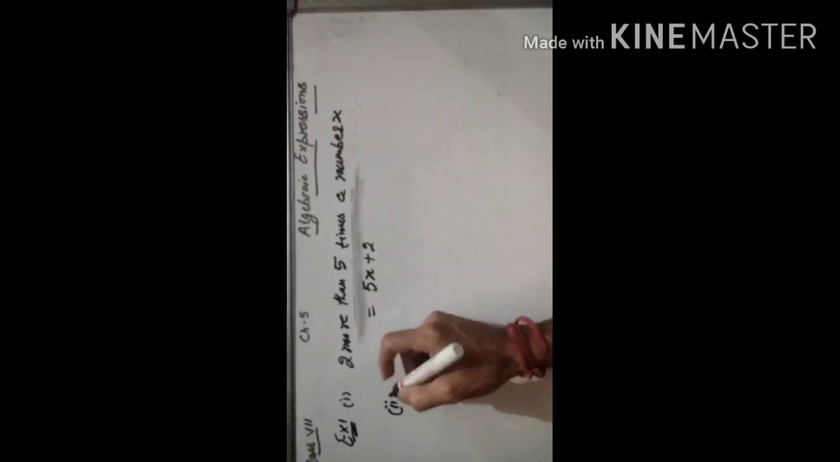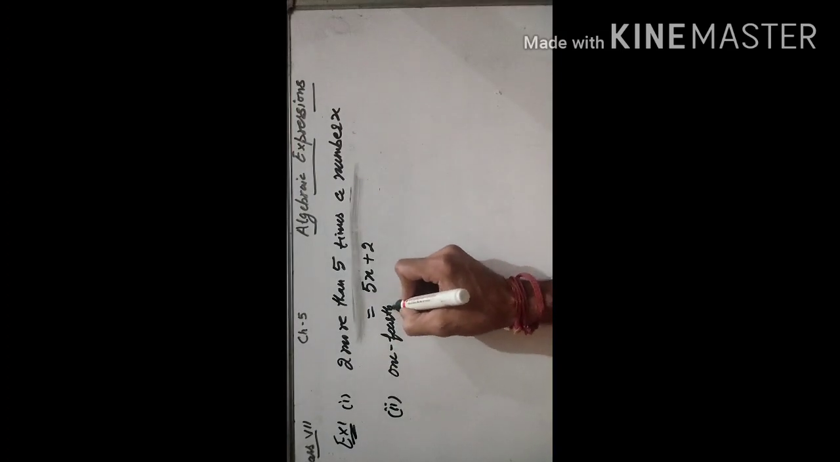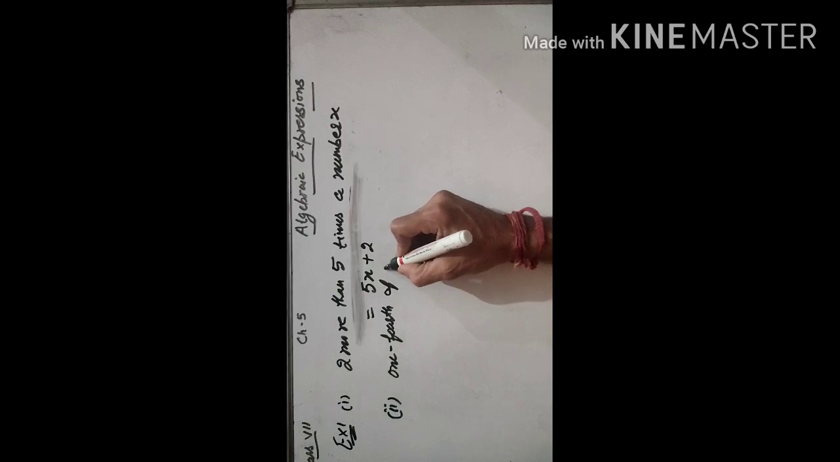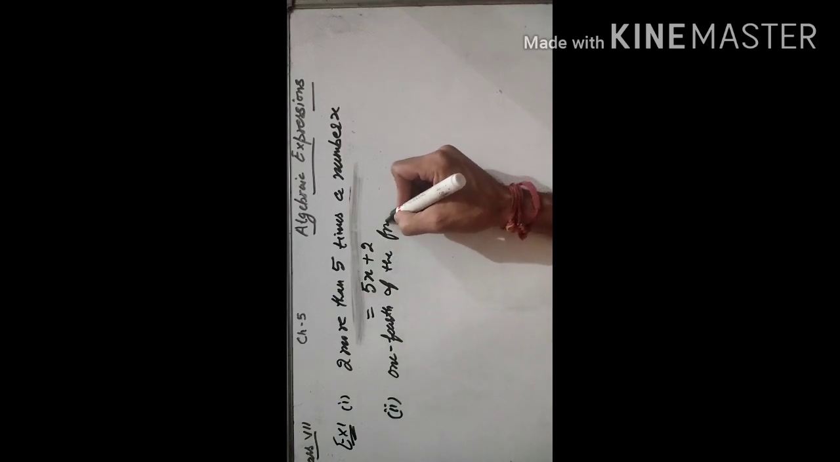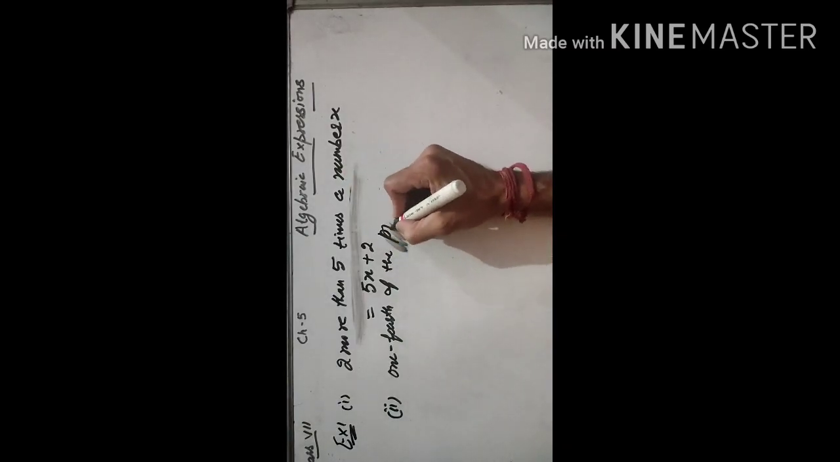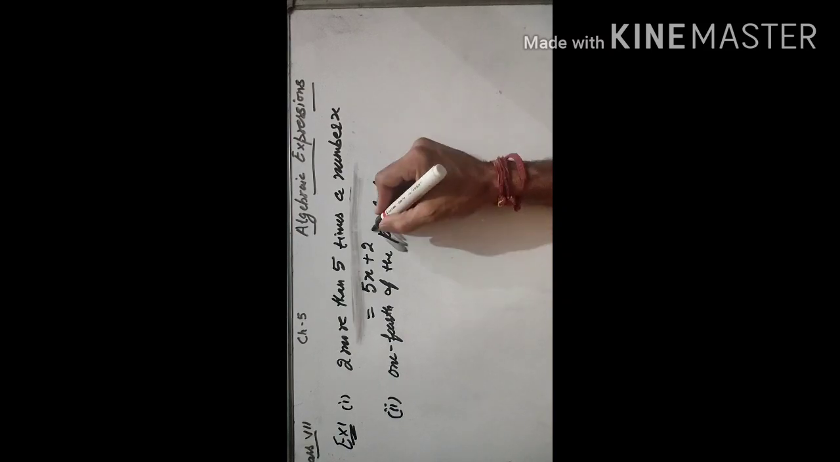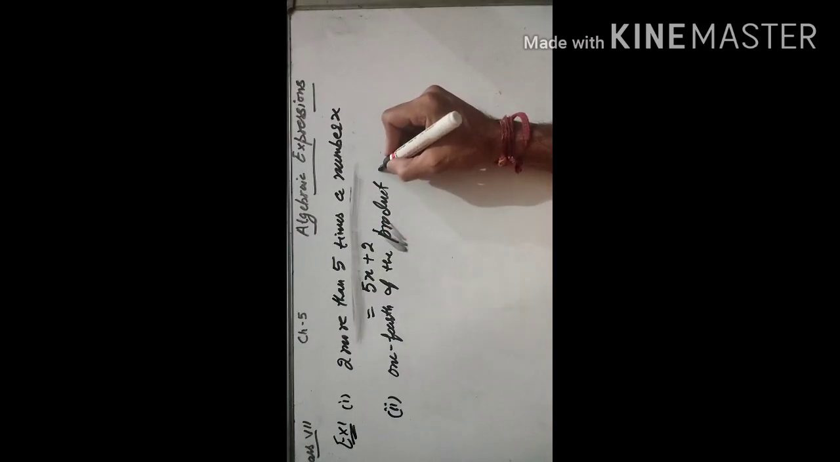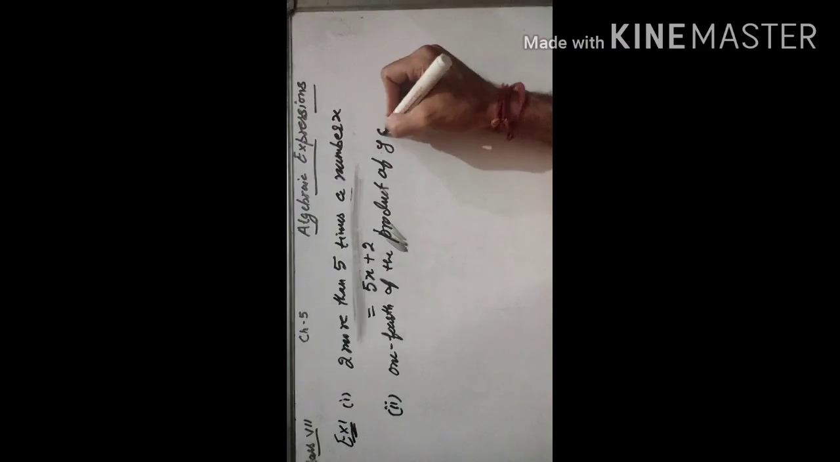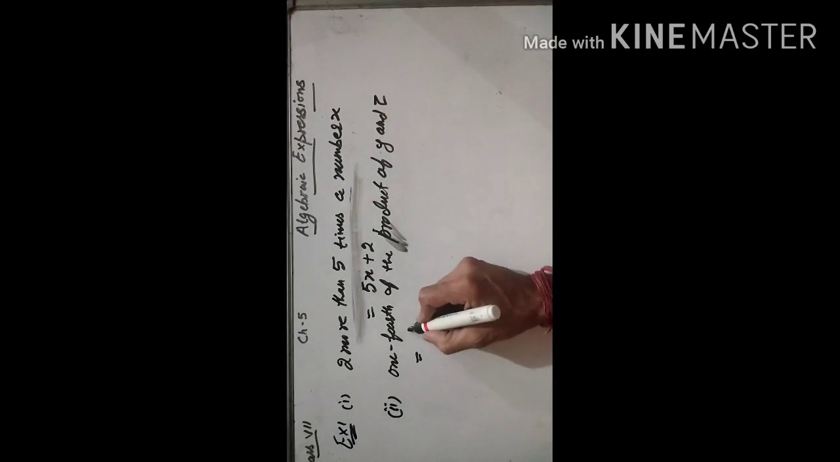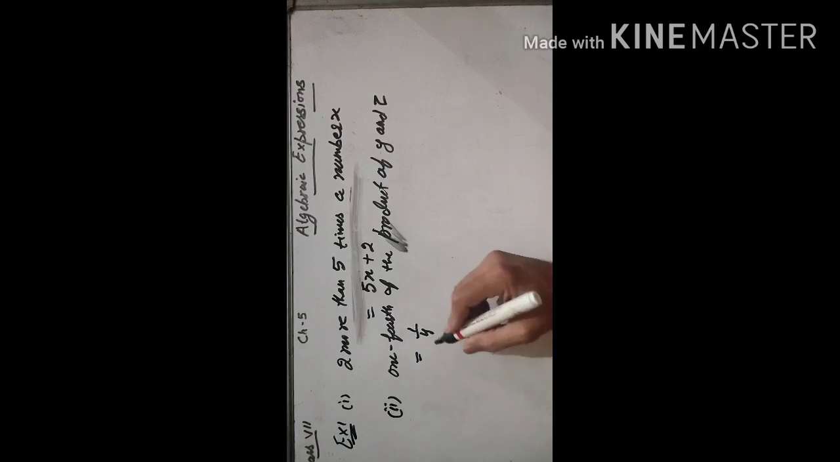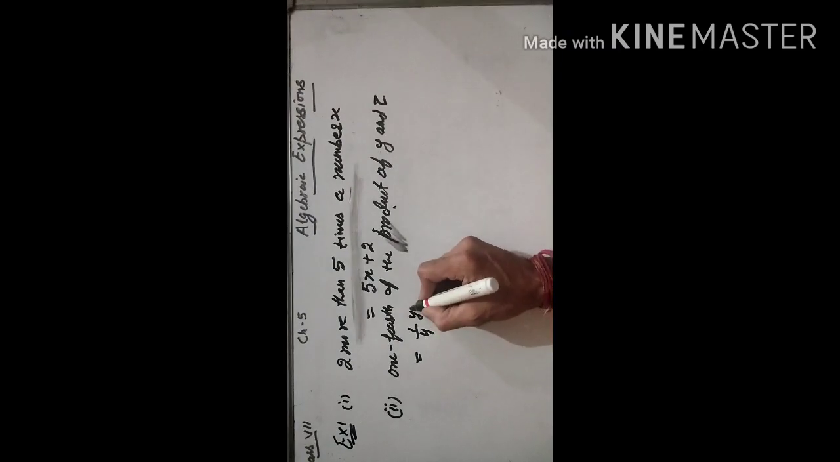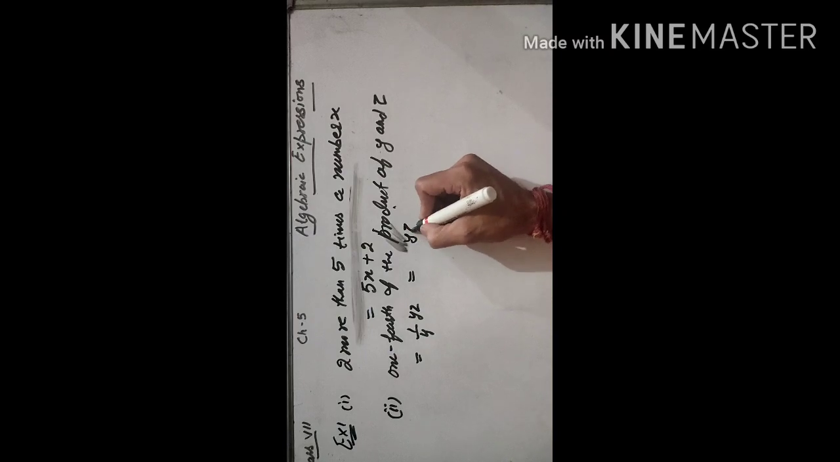Second part is 1/4 of the product of y and z. 1/4 means 1/4. Product of y and z means yz, or you can write yz upon 4.